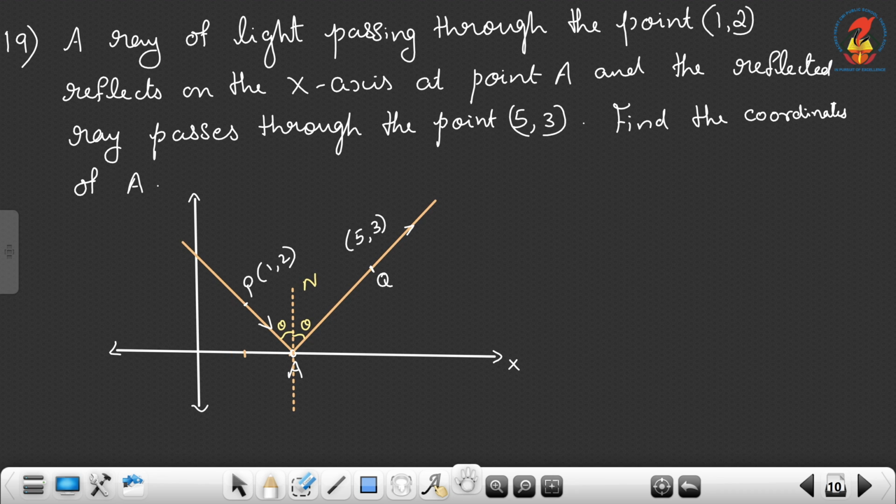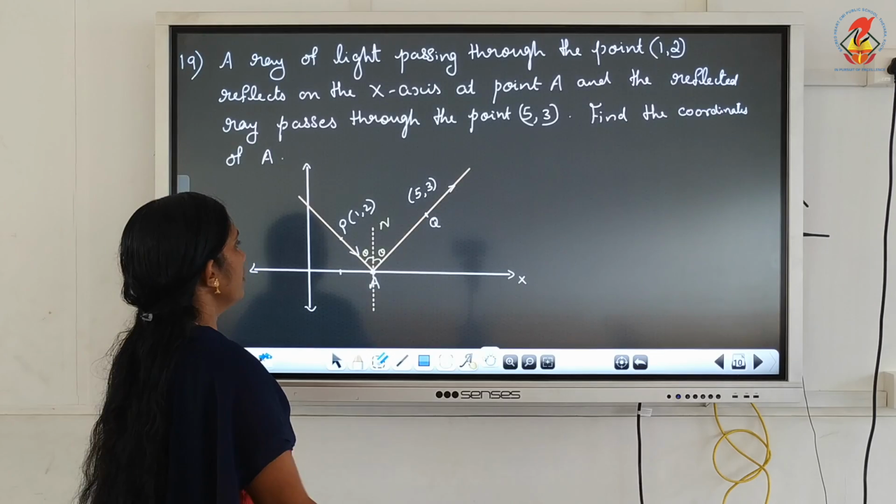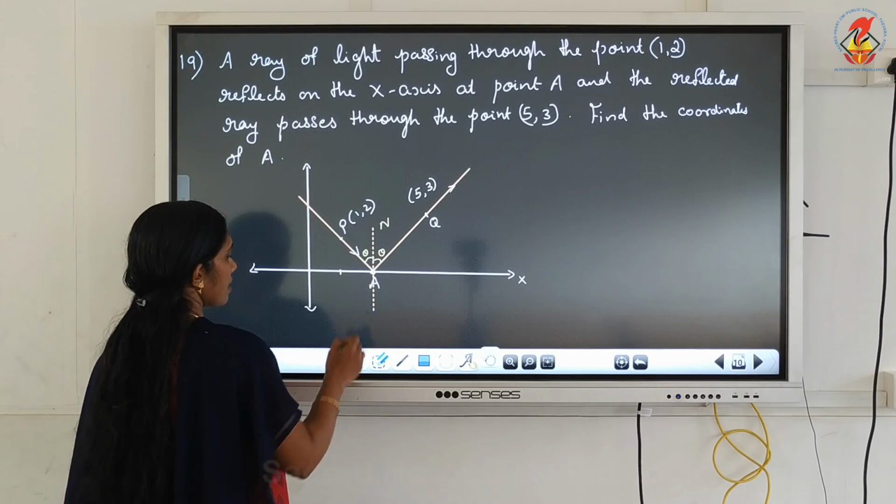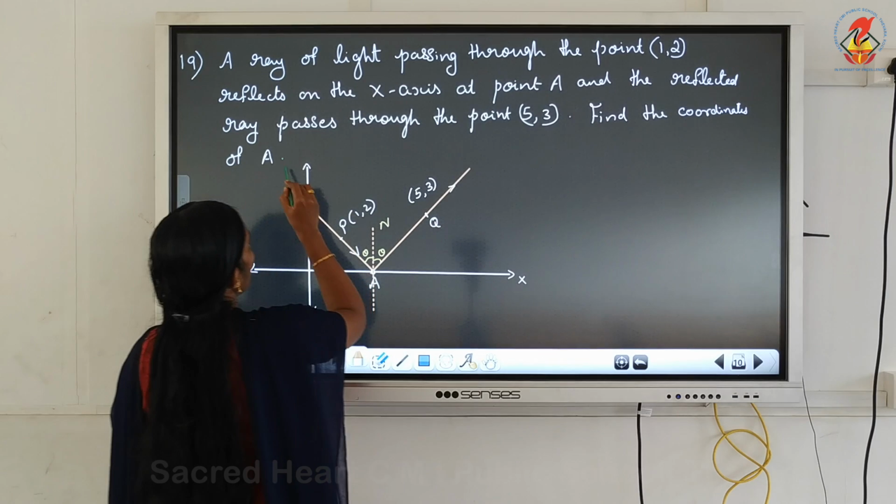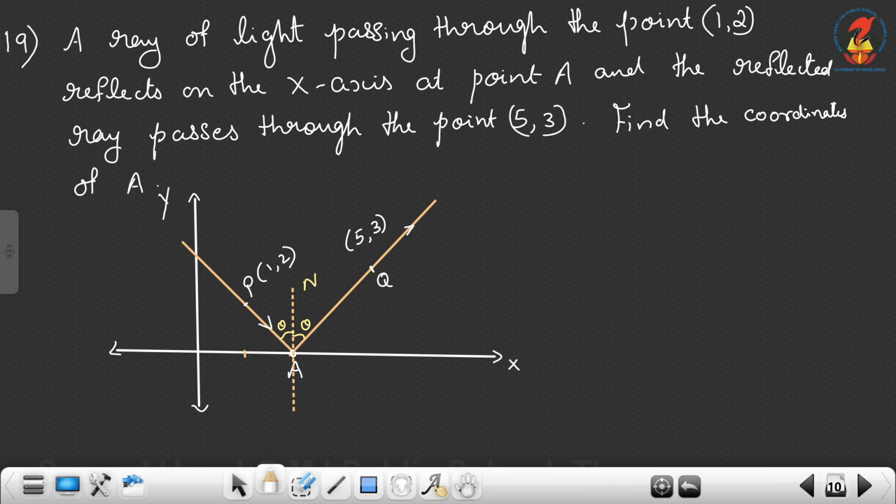A ray of light passing through the point 1, 2 reflects on the x-axis at point A and the reflected ray passes through the point 5, 3. Find the coordinates of A. So here, the xy axis, a ray through the point 1, 2. So P is the point 1, 2.